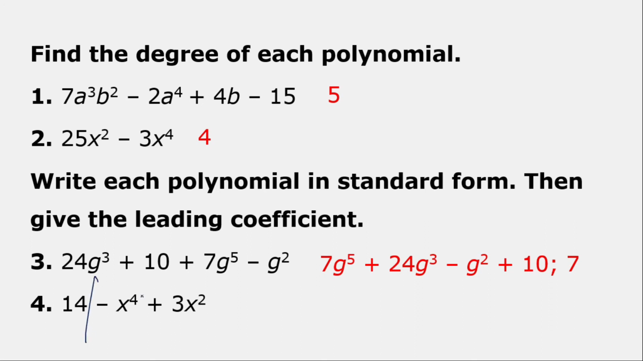And number 4, let's divide this again. Look at this, it has a highest degree of 4, then 2, then 0. Remember that the sign of this belongs to this. So we have negative x raised to 4 plus 3x squared plus 14, and the leading coefficient is negative 1. Again, we don't write 1 here because that's understood, but if it's a variable, there's always a 1 here. So that's why that is negative 1.